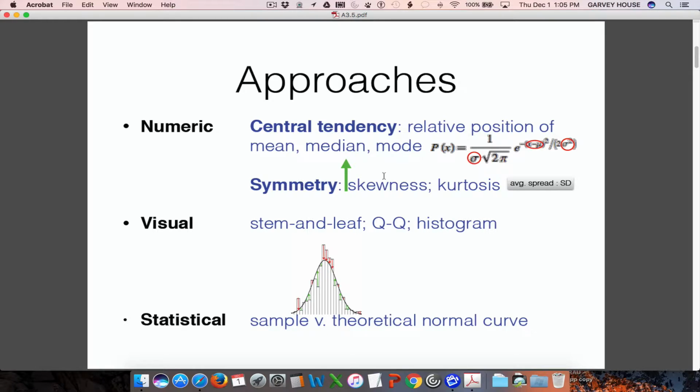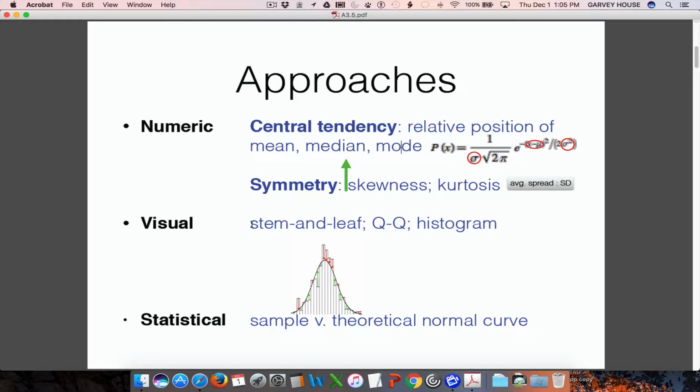Symmetry is assessed using the skewness and kurtosis statistics, and we'll go into a method of calculating those in just a moment. But kurtosis really doesn't have a large impact on the symmetry of a distribution, but it should be related to the average spread of the distribution. So if you have a high kurtosis statistic value, then you'll probably have a correspondingly smaller average spread of the distribution, or the standard deviation.